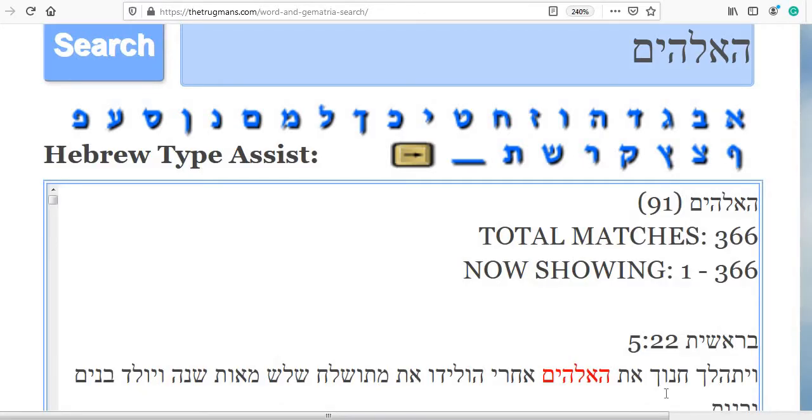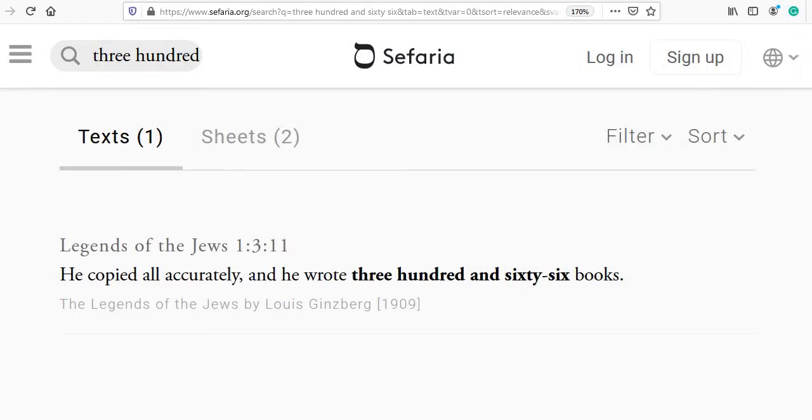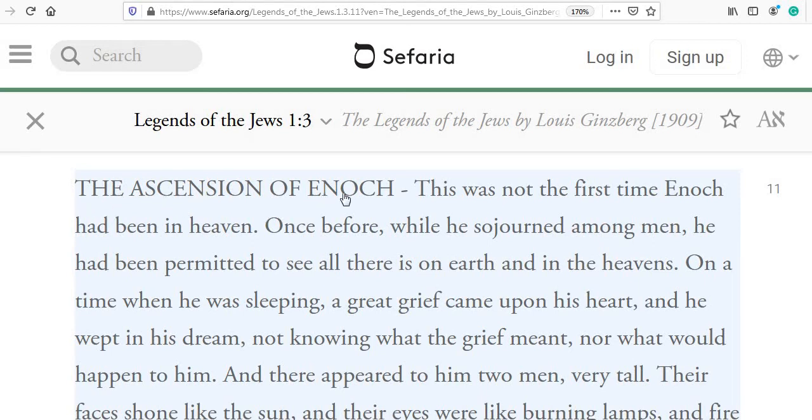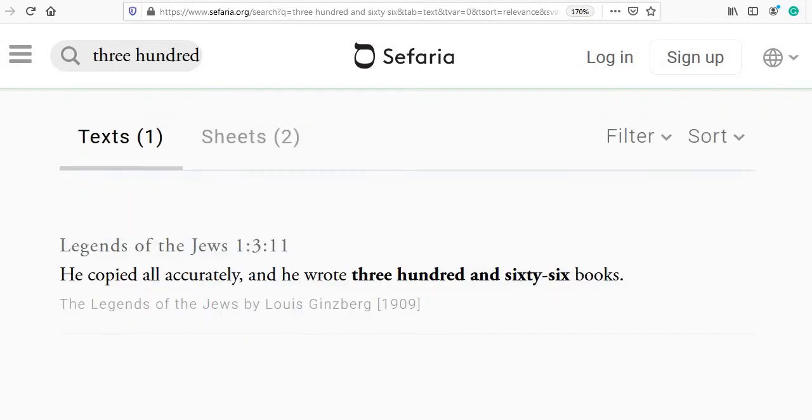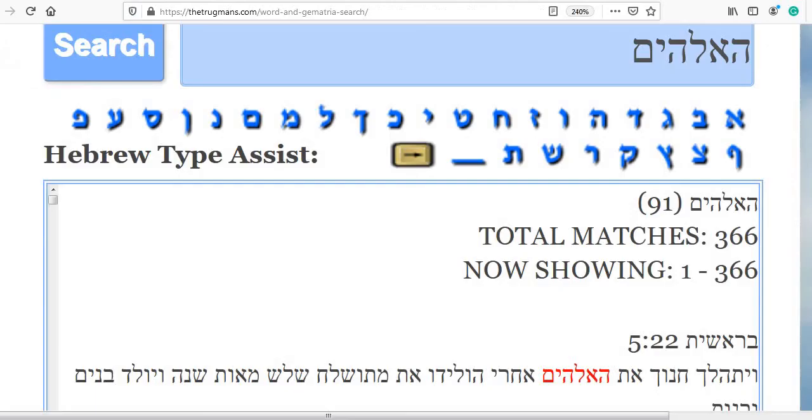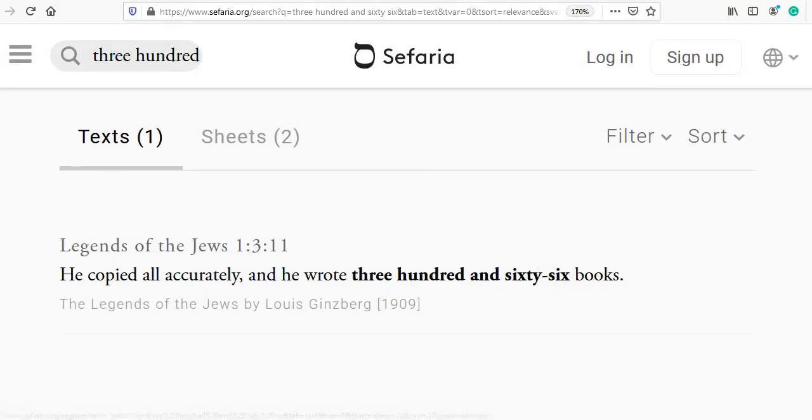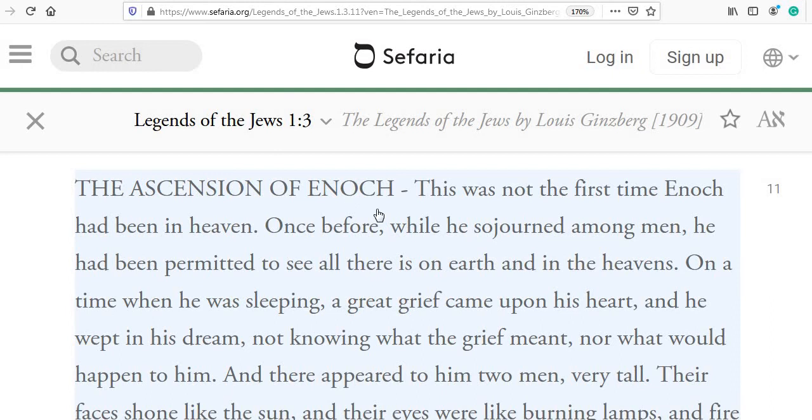366, we said, is connected to Enoch here, Hanuk. Let's see where this link leads. Actually, let's read this. He copied all accurately, and he wrote 366 books. Who are they speaking of here? The ascension of Enoch. Hanuk, Enoch. So you can see, even in the sources, we have Ha Elohim connected to Hanuk, Enoch here, and in the sources, 366 is connected to Enoch. So what does that mean?